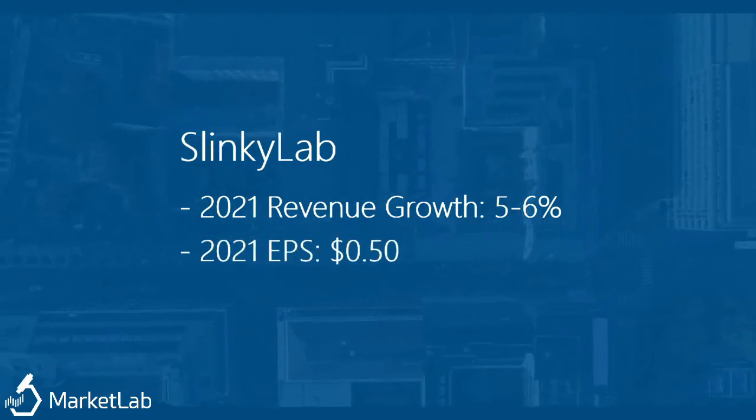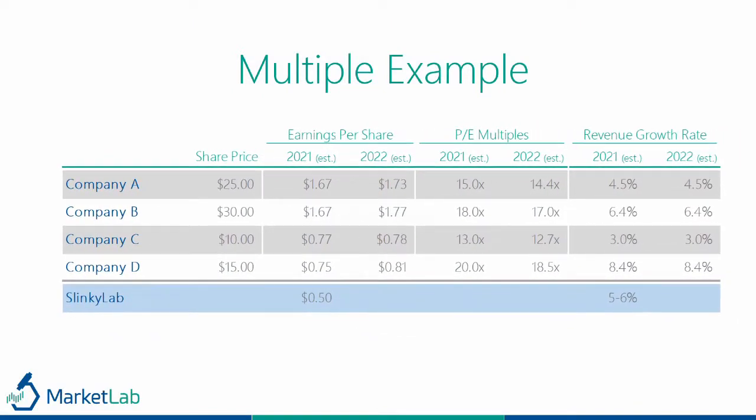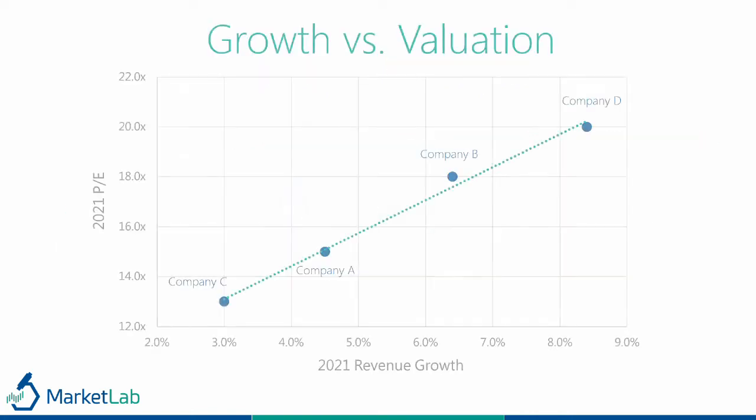So, for simplicity, let's imagine that all these companies are virtually identical. Same management, leverage, quality, etc., such that the only differentiating factor here is the growth profile. Now, as we can see here, there's a pretty strong relationship between revenue growth and PE multiple, so we can use this information to come up with a reasonable multiple that we would feel comfortable applying to Slinky Lab for our valuation.